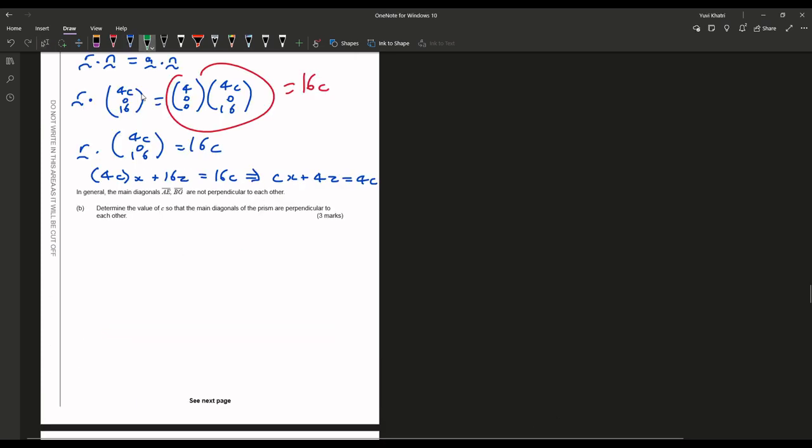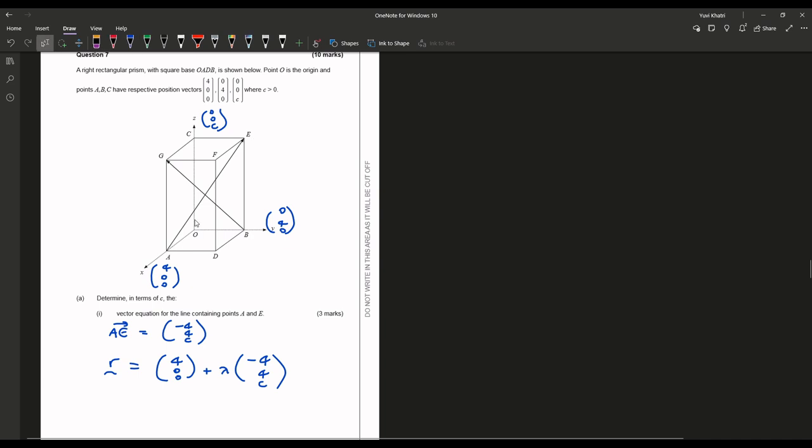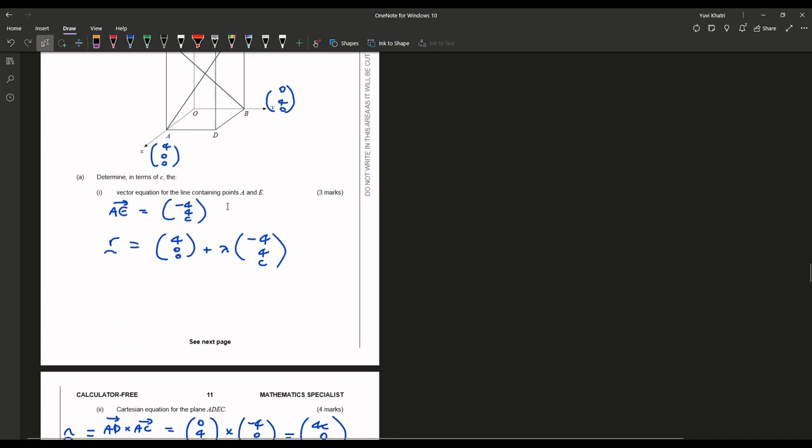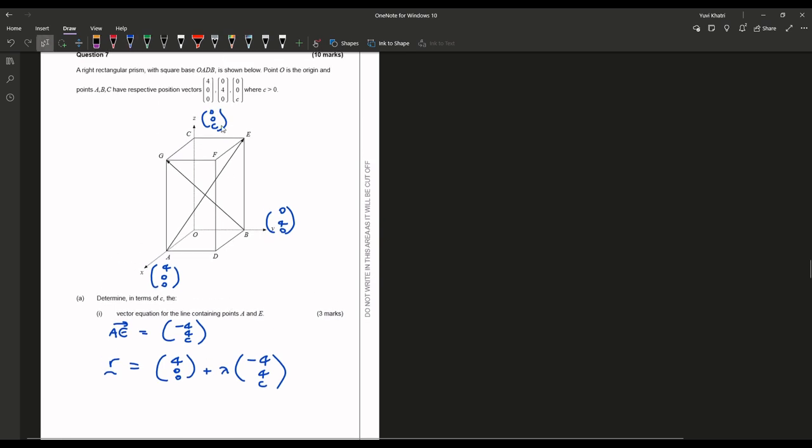Okay, part B. In general, the main diagonals AE and BG are not perpendicular to each other. They're saying that these two diagonals, AE and BG, are not perpendicular, and it says determine the value of c so that they are perpendicular. They're asking what c can be to make these diagonals perpendicular. To do that, first let's get the vectors BG and AE. To get BG, you can just use that simple trick: what did you do to get from B to G?